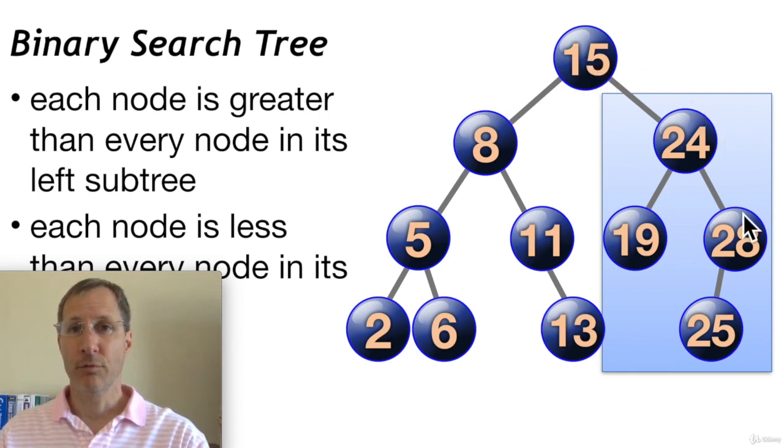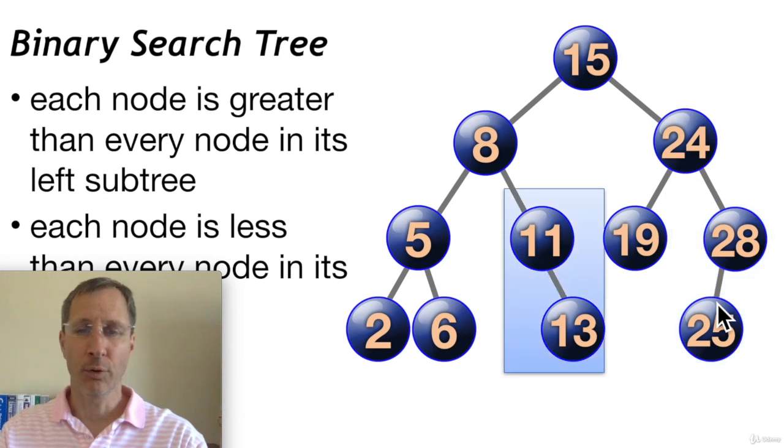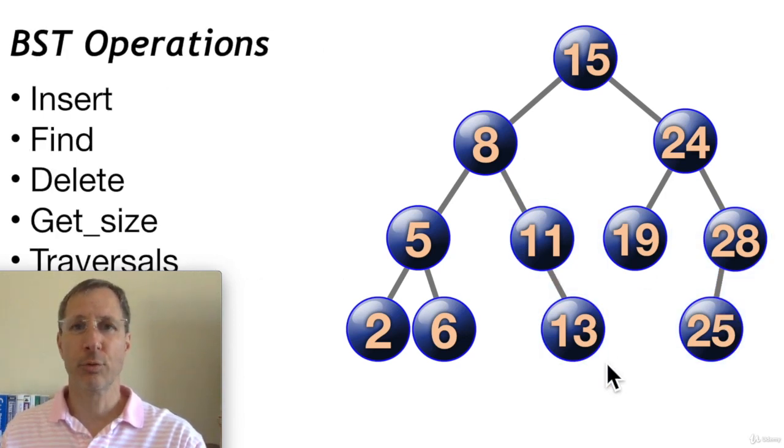Here we can see that all the nodes in 15's right subtree are greater than 15. And all of the nodes in 24's right subtree are greater than 24. All the nodes in 8's right subtree are greater than 8. So those are two standard requirements for a binary search tree.